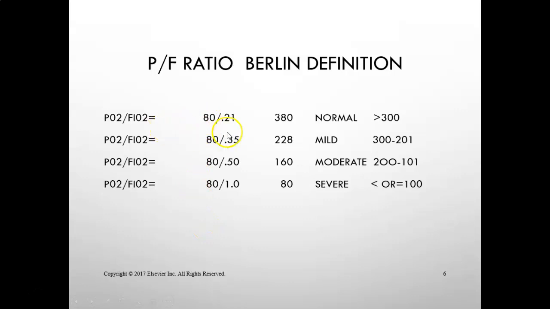So the first one that I took here was normal, right? Here's 80 to 100, which 80 is normal. And there's room air. That's normal, because all of us are breathing room air. If you divide 80 by 0.21, you get 380. Well, sure enough, the normal level is anything greater than 300. So this patient is fine, right?